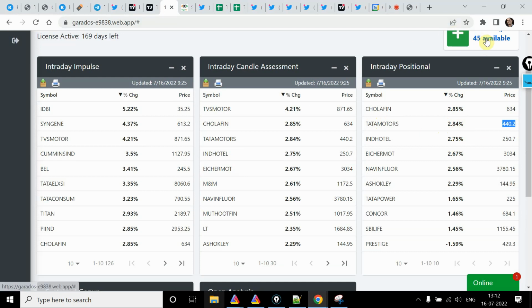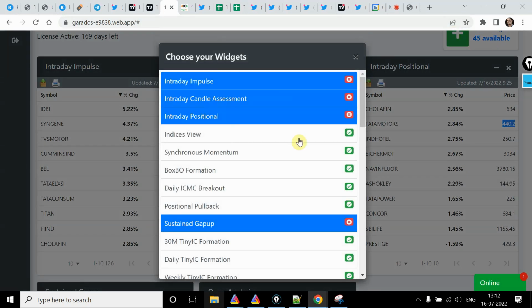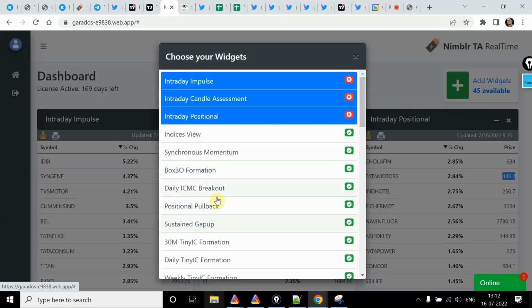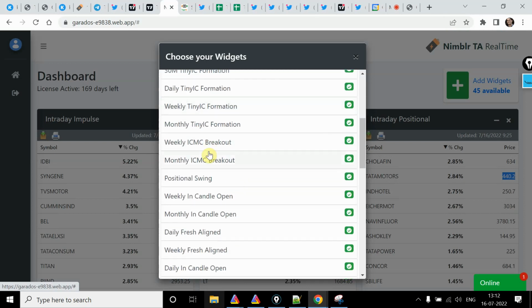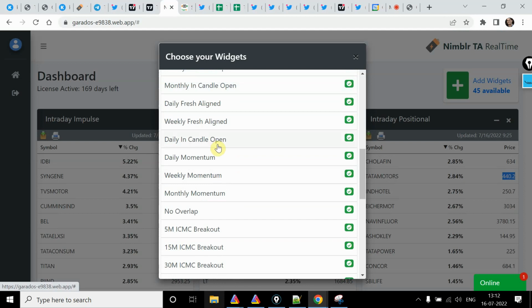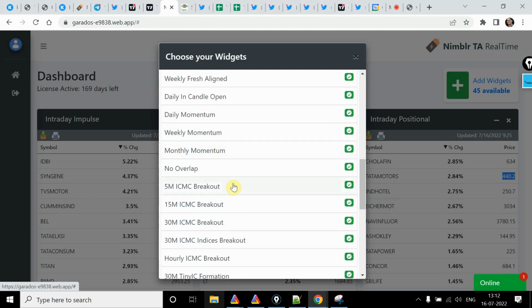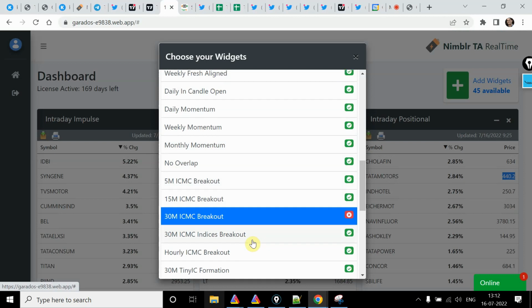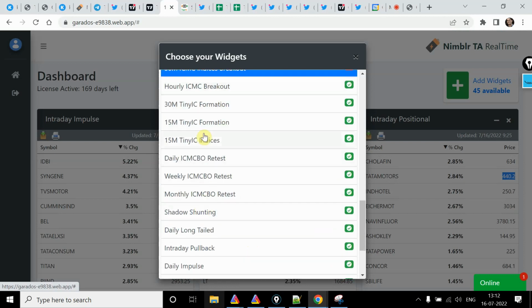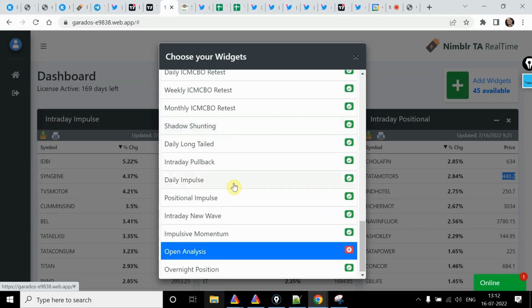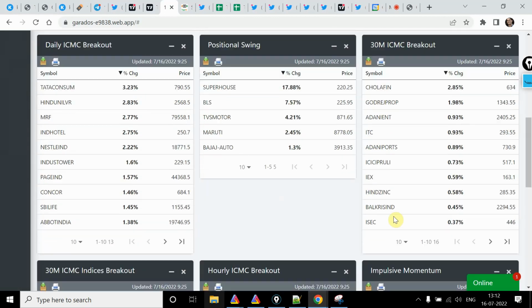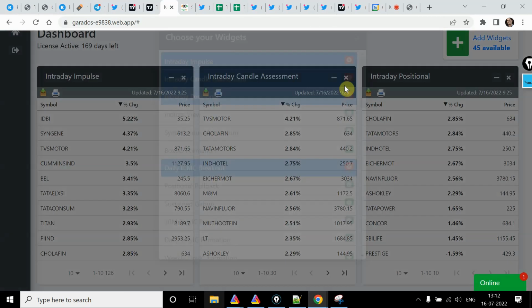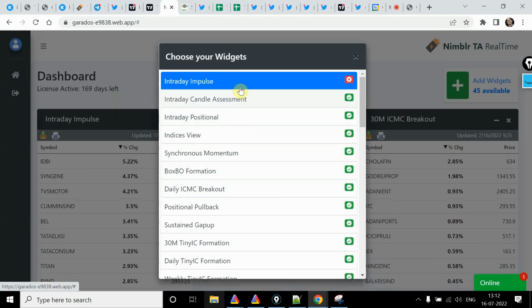Right. Similarly, if you are a newcomer, probably you should go for ICMC breakout. Why don't you go for ICMC breakout on daily basis, or maybe positional swing, or maybe retest? That can be very good. You should go for 30 minutes ICMC breakout, 30 minutes breakout on indices, or hourly breakout. You could see a little bit on the higher time frame, impulsive momentum. So these are some widgets you would like to see. Don't look at the other widgets, like the 45 widgets that are there. If you want to use them, it's okay.